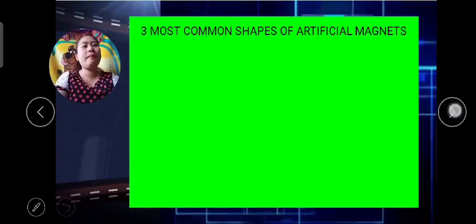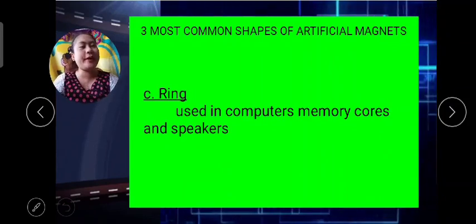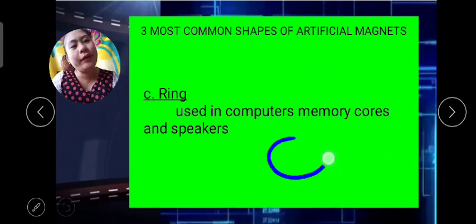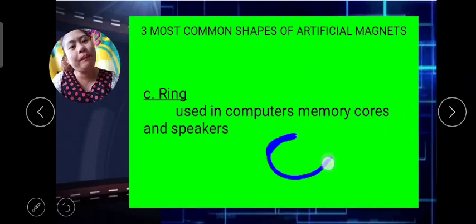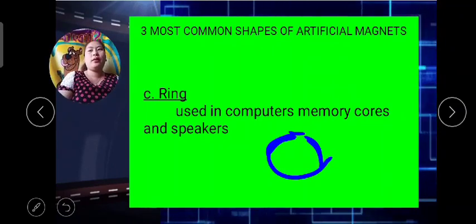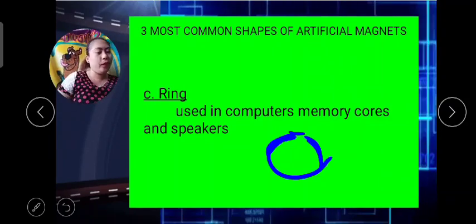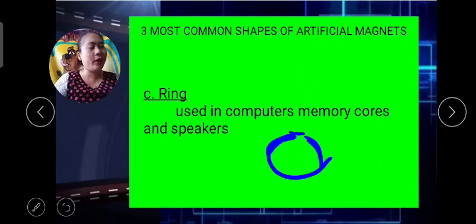Sunod naman is we also have here the ring magnet. Ring magnet used in computers, memory cores, and speakers. So, yung ring magnet naman natin, circular lang siya. Okay? So, those are the three common shapes of artificial magnet.